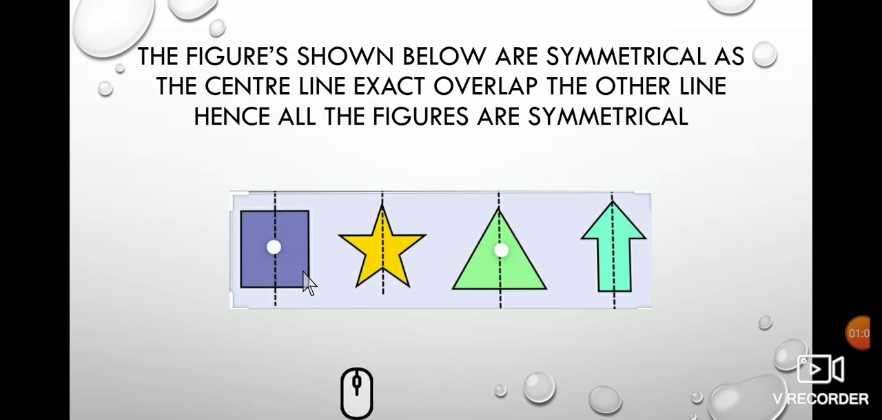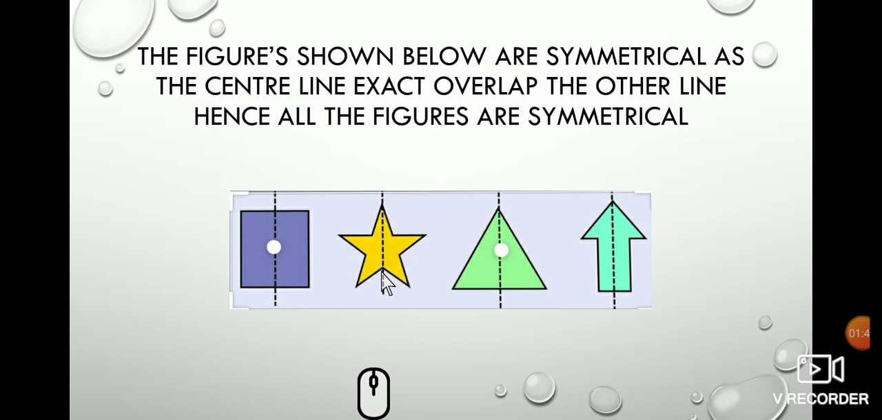Can you see? In the first figure, the square, there is a central line and this line will exactly overlap the other side. Hence, this is a symmetrical figure. Look at the second figure, the star. There is also a central line. When these two sides overlap, they will exactly overlap the other side. Hence, this figure is also a symmetrical figure.